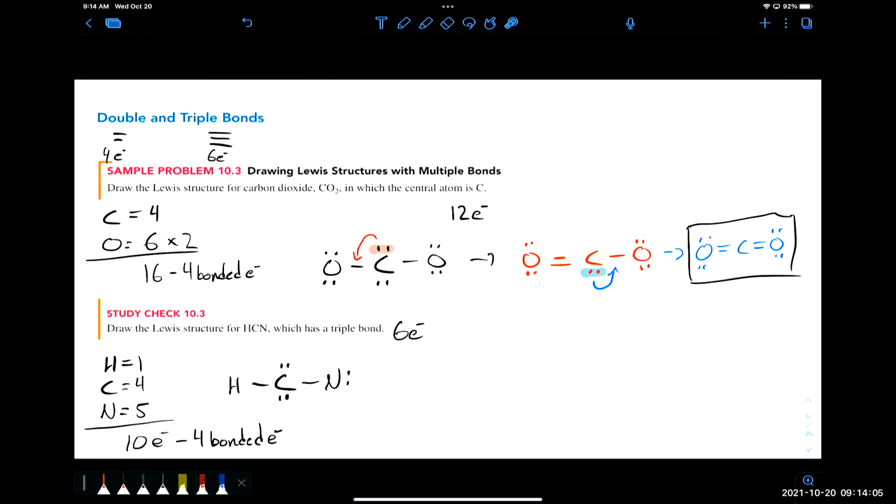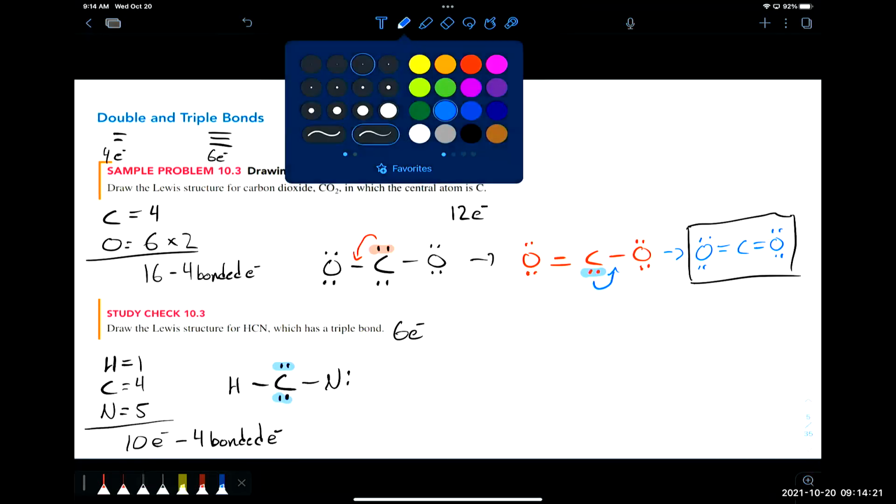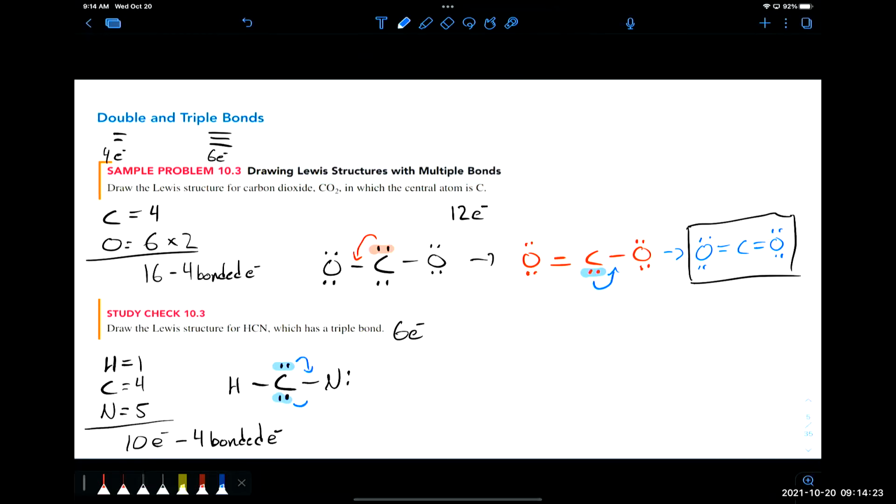So what we're going to have to do then is move 4 more electrons from our central atom to our nitrogen in the form of 2 more bonds. And we're going to move those.